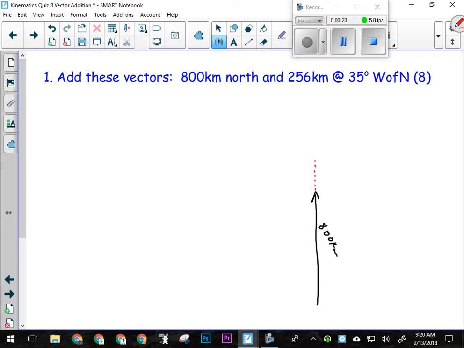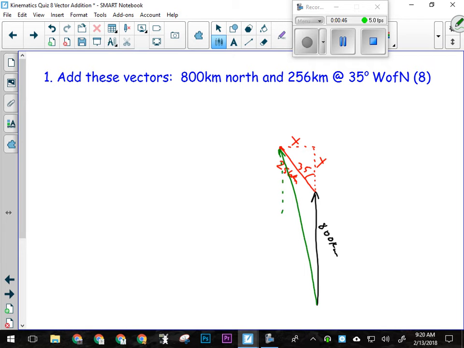So I'm going to draw a reference line that's north, and then I'm going to go west of it 35 degrees for 256 kilometers. Okay, my diagram's approximately to scale, right? At least good enough that I'll be able to get what I need from it. So that means that my resultant goes from start to finish.